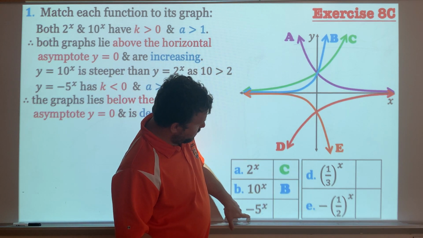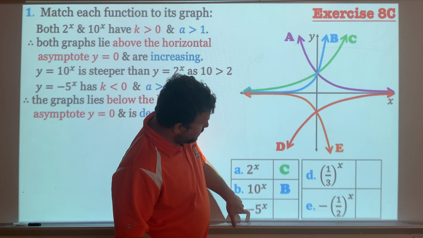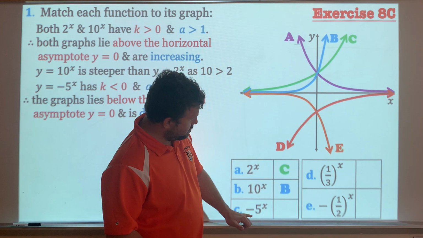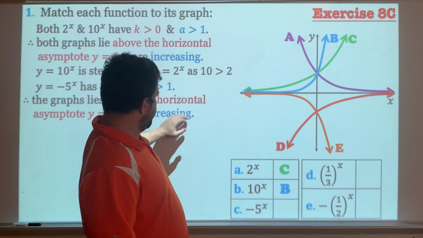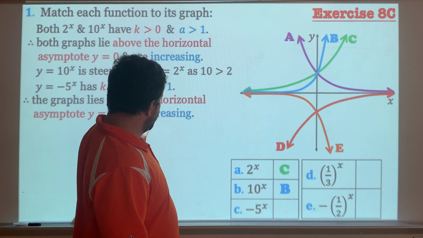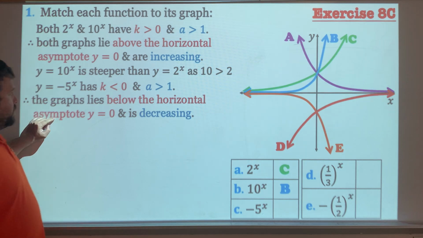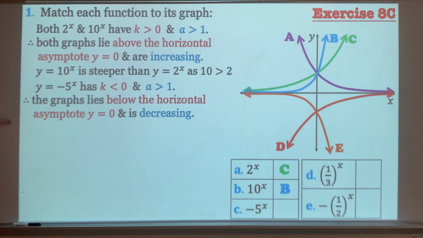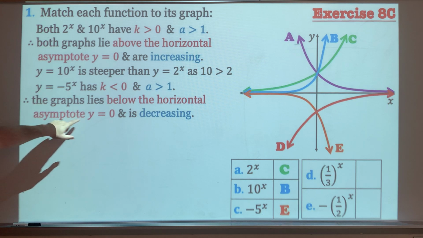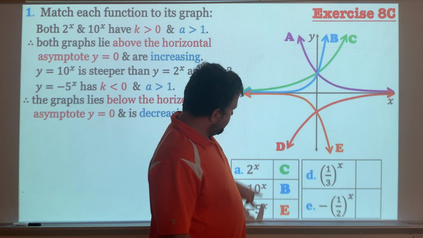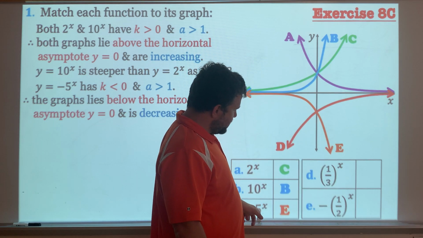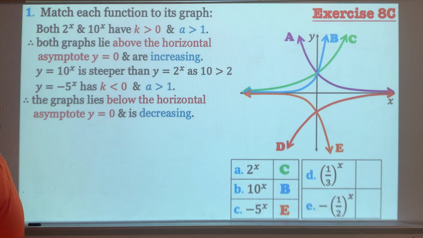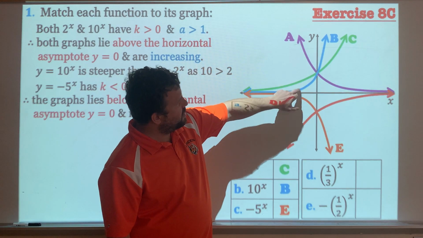Below, because it's negative, right? All negative numbers are below the asymptote. And it's negative 5, it's decreasing. Horizontal asymptote is 0. So which one do you think it is? D or E? D. Because it's decreasing. The reason it's decreasing is because it's negative, and this number is greater than 1. It's pretty much a reflection of these ones up here.